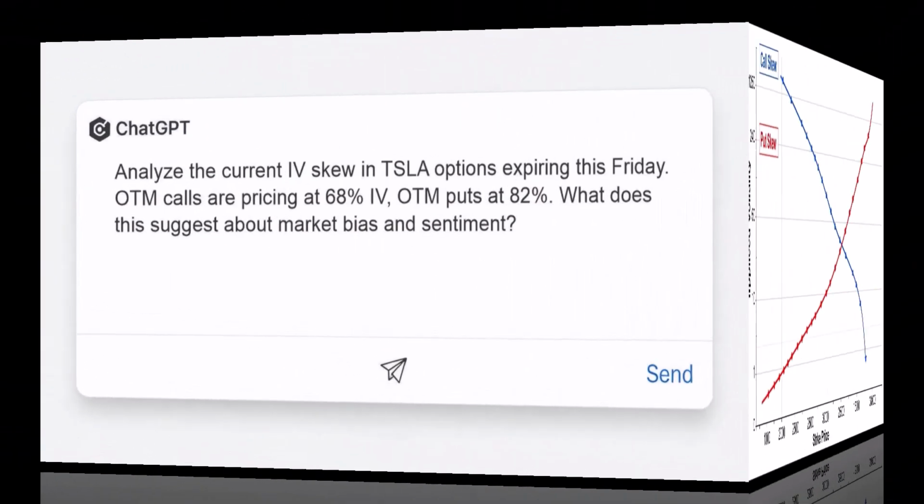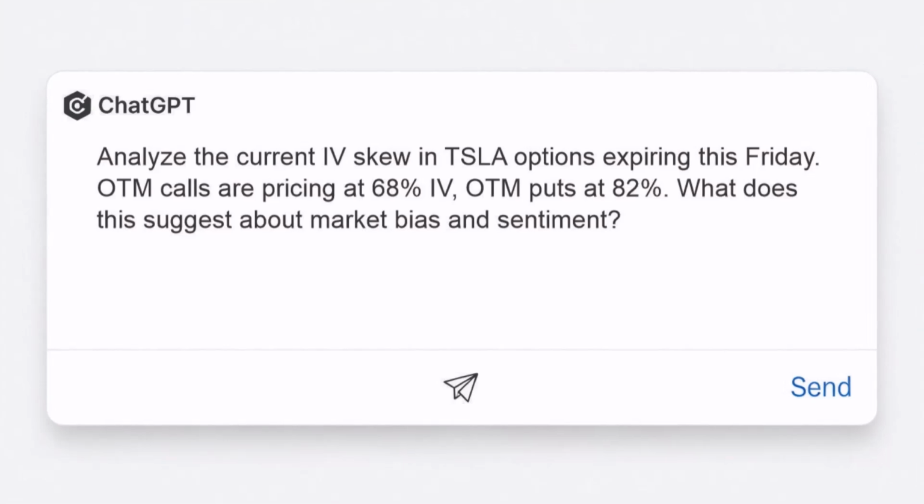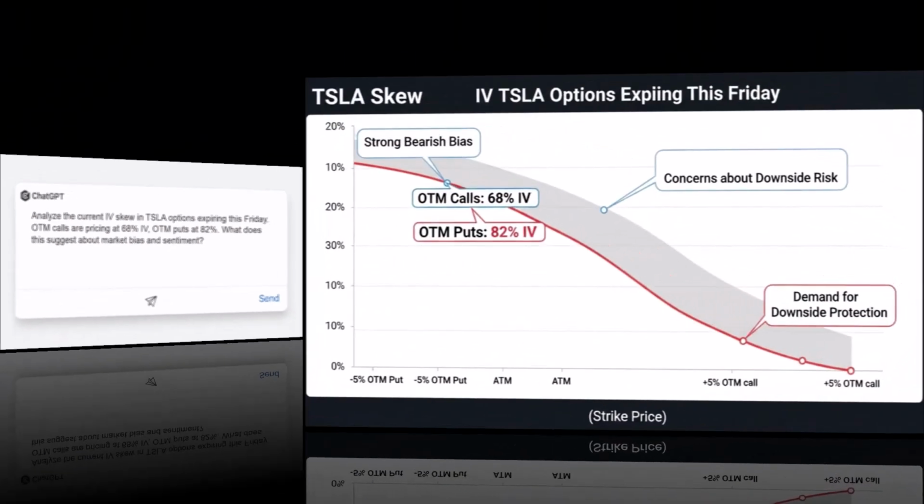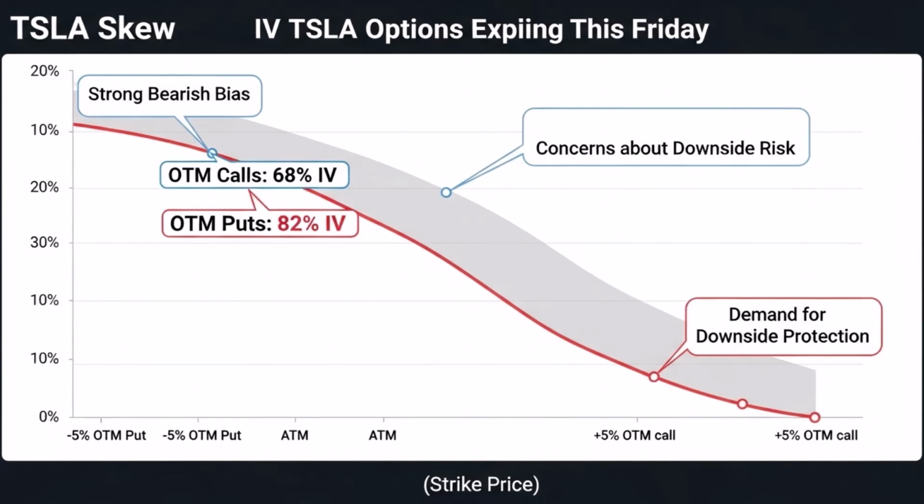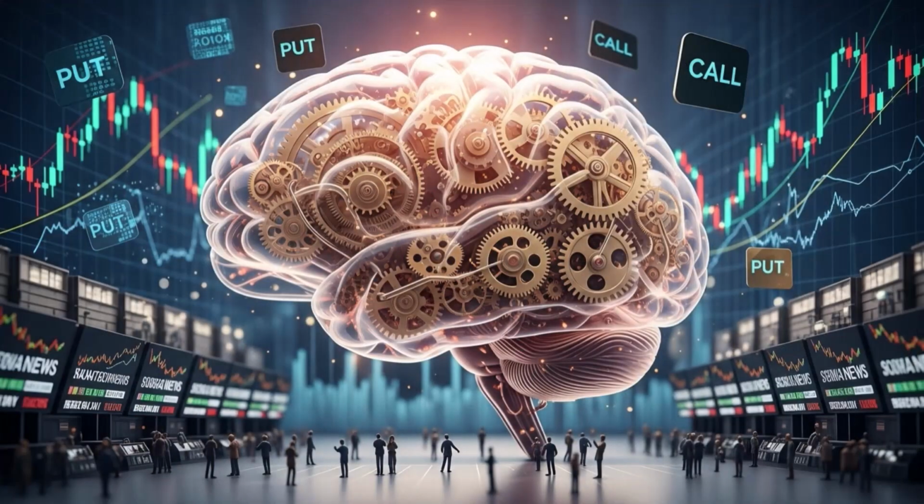Example prompt. Analyze the current IV skew in Tesla options expiring this Friday. OTM calls are pricing at 68% IV, OTM puts at 82%. What does this suggest about market bias and sentiment? With that kind of prompt, ChatGPT becomes more than a helper. It becomes a tool for interpreting market psychology in real time.